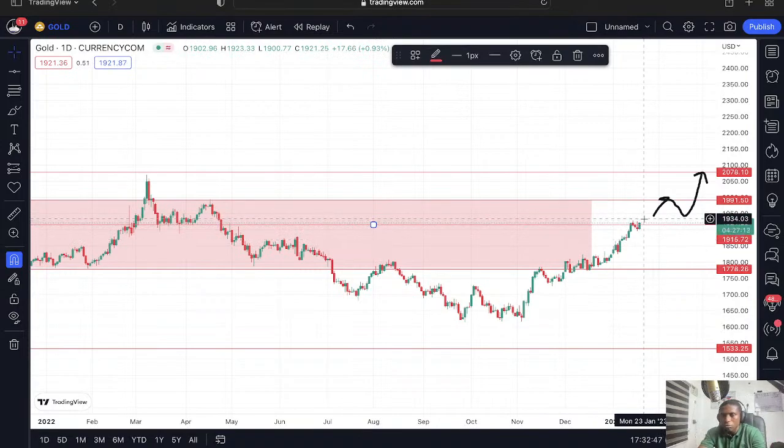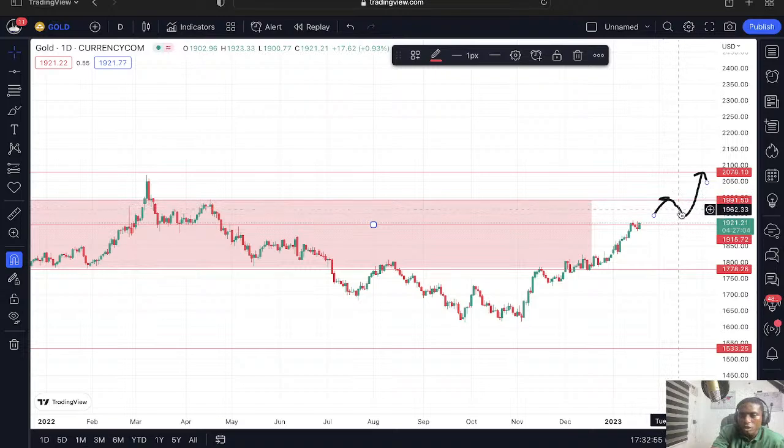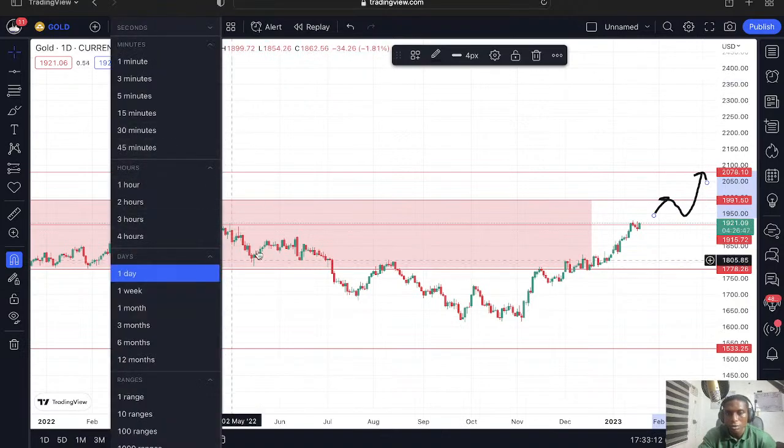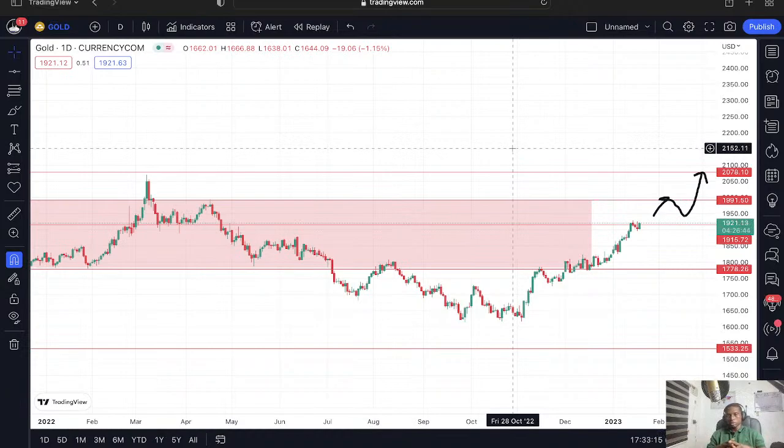It's a minor resistance level, and gold would make its way up to 1,990, okay, and then come back a bit and later move up to the 2000 region, 2K region and above. So that's where from our analysis we see gold going. So if you are looking to swing through your trade, you can swing this on the buy side.